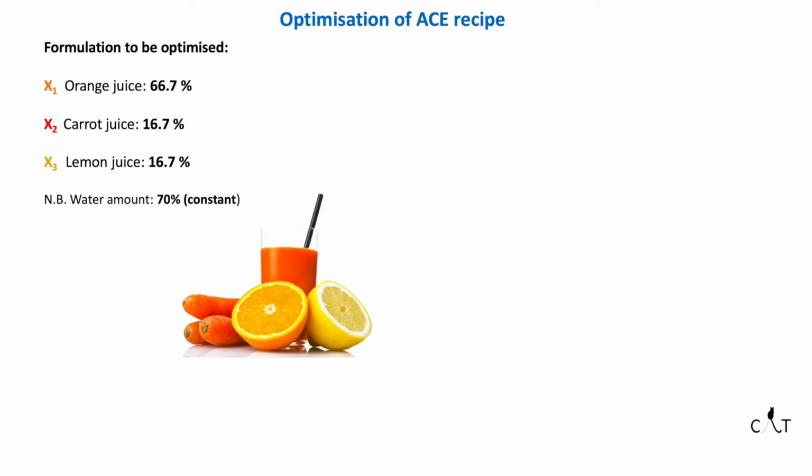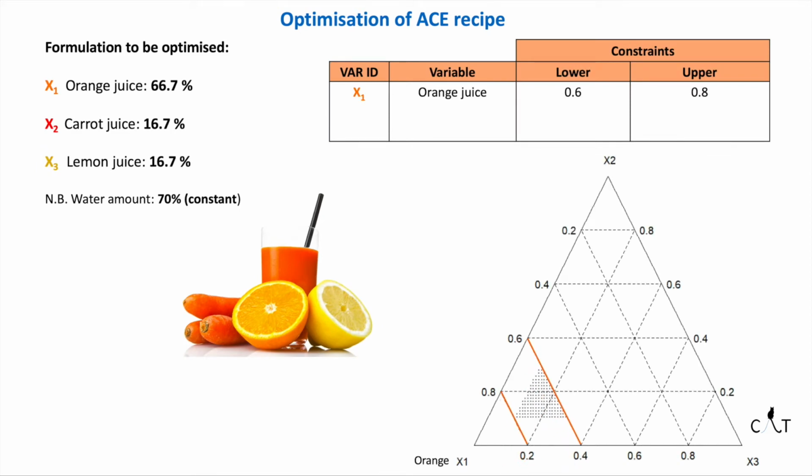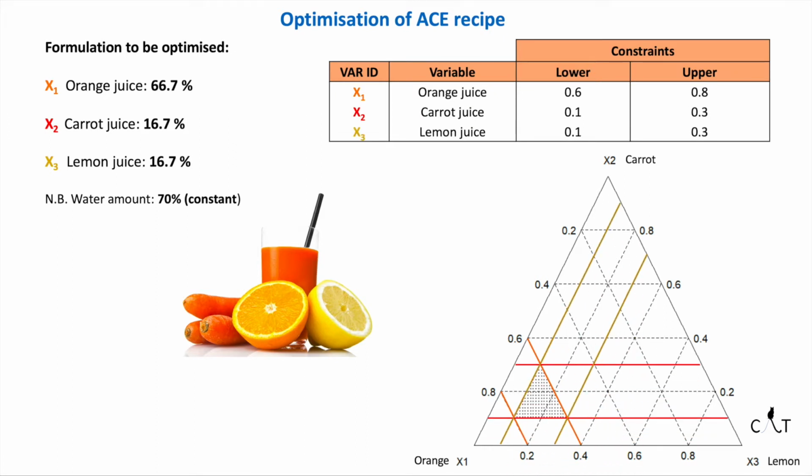In this example, the water amount has been taken constant, so these are the three ratios. Orange juice at 66.7% and the carrot juice and lemon juice at 16.7%. Starting from this recipe, bilateral constraints have been set for each element. This one for orange juice, this one for the carrot juice, and this one for the lemon juice. So, by setting these three bilateral constraints, we obtain this regular experimental domain.